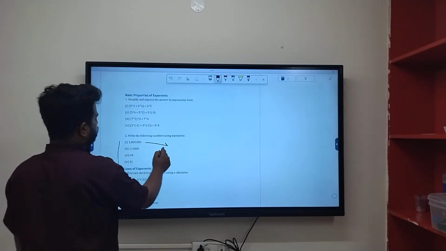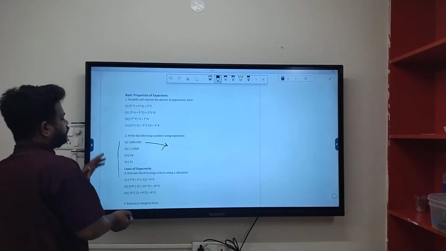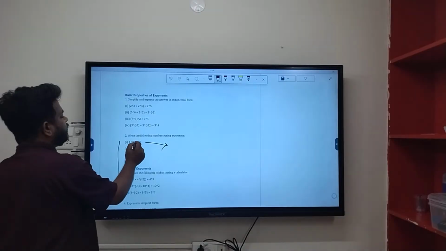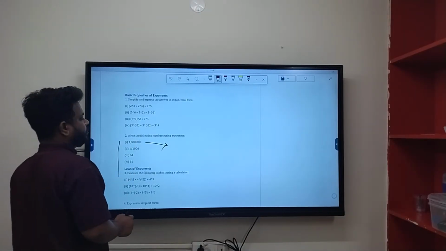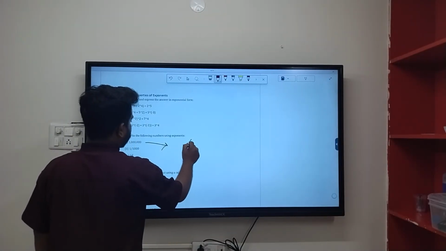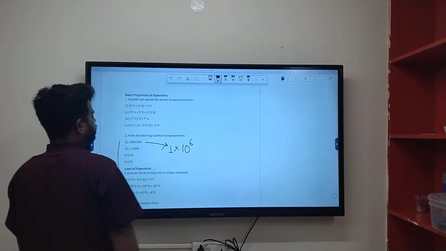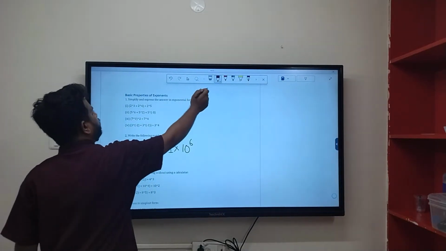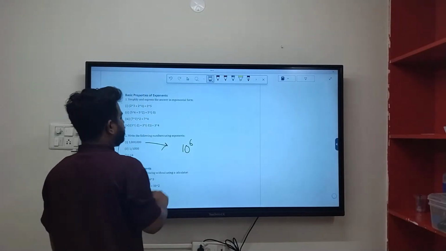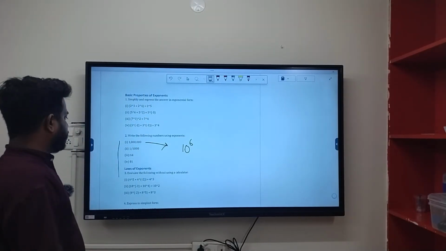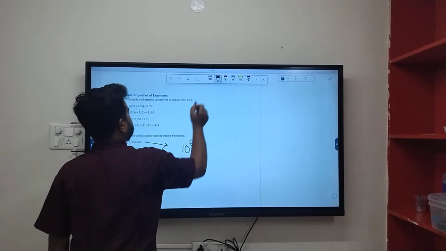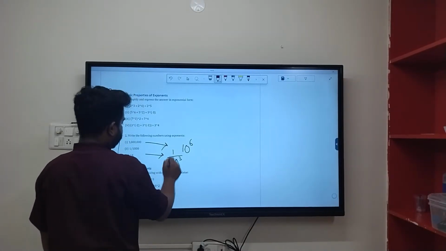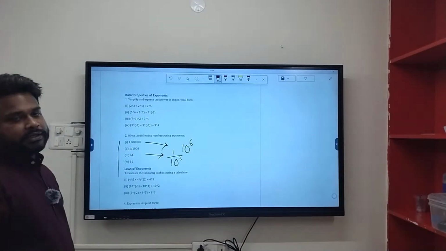If I want to write this number as an exponent, we first count the zeros. Here are 1, 2, 3, 4, 5, 6 zeros. So it will be 10 to the power 6. We can write it like this, or it can stay like this only. Next, 1 by 1000. 1000 has 3 zeros, so it will be 1 by 10 to the power 3.